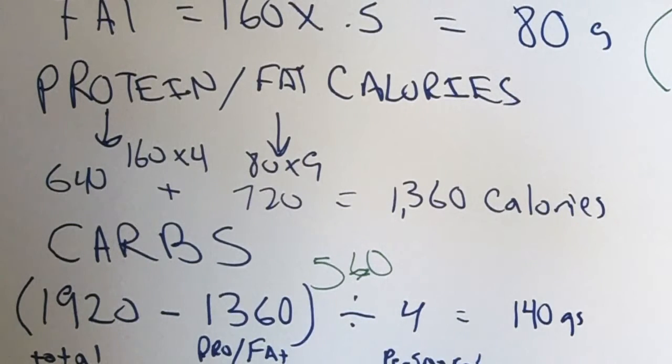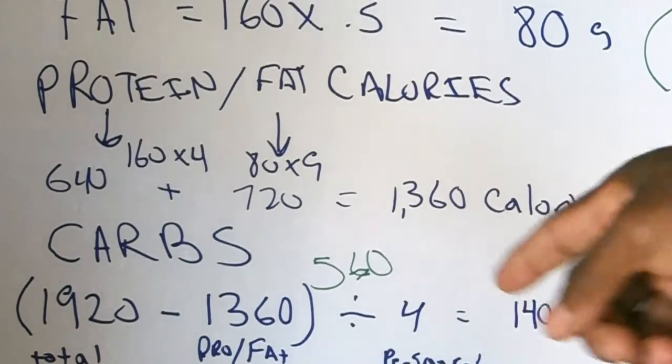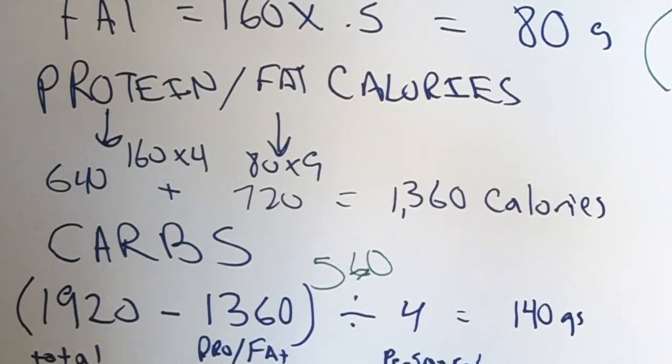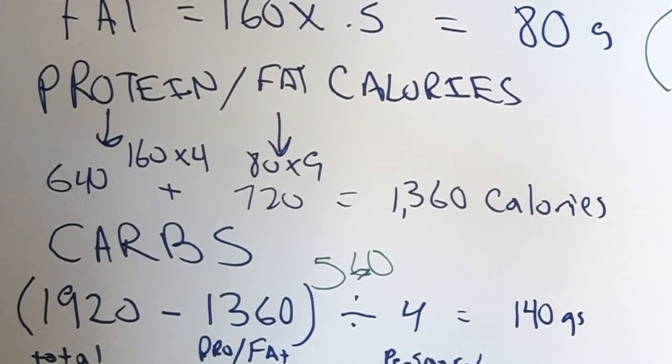Now, like protein, 1 calorie is 4 grams of carbs. So in order to get our carbs for the day, we're going to take that 560 that we got right here from subtracting the protein and fat calories from the total calories, and we're going to divide that by 4. Why? Because 1 calorie is 4 grams of carbs. So 560 divided by 4 is 140 grams. She will be allowed 140 grams of carbs per day.